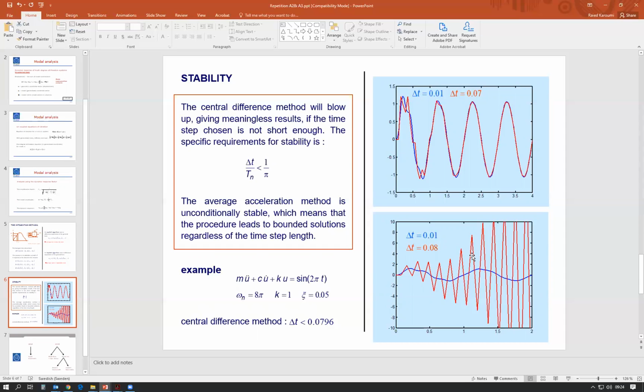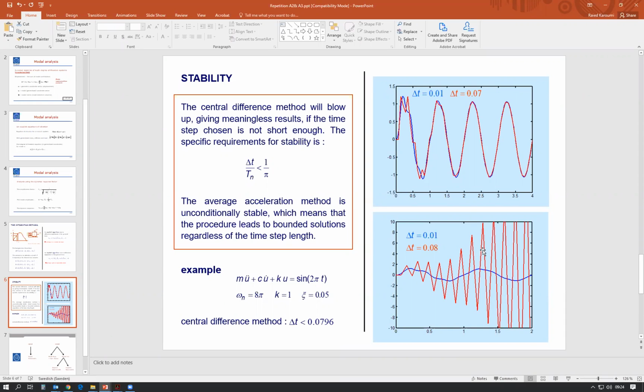Now, if we are analyzing this and we haven't checked several time steps, we look at this and can be fooled into thinking that this is a correct solution and we have a resonance problem. But the problem is not a resonance problem. The problem is that we don't have a small enough delta t. So this is a danger when we are using explicit methods like the central difference. So you have to be careful.